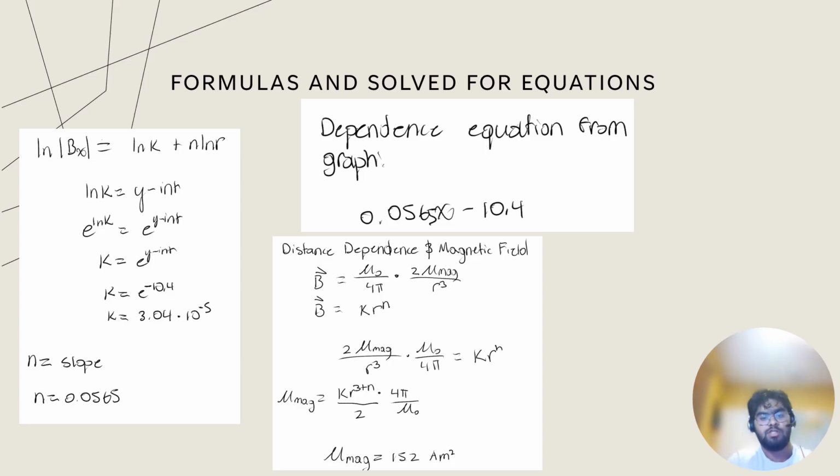All right, so here are the formulas that we use. As you can see, the dependence equation we got from the graph was 0.065 x minus 10.4. We know that in our ln, our linearized equation, n is the slope, which is 0.065, and then ln of k equals the y-intercept, so we solved for k to get 3.04 times 10 to the negative fifth. And then we set the two equations equal to each other for distance dependence and magnetic field, and solved for mu mag, which was 152 amperes meters squared.